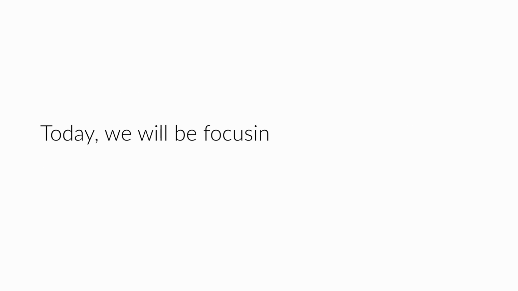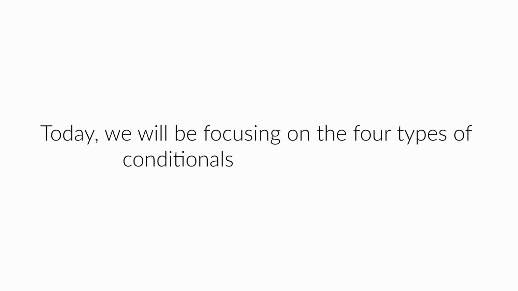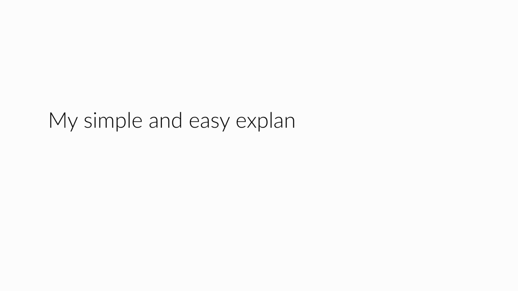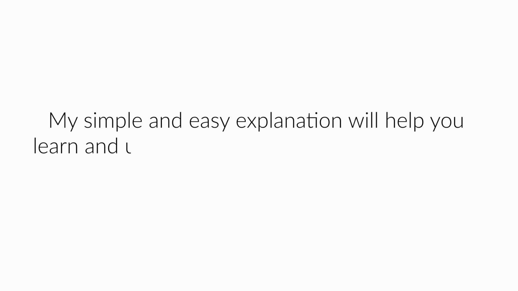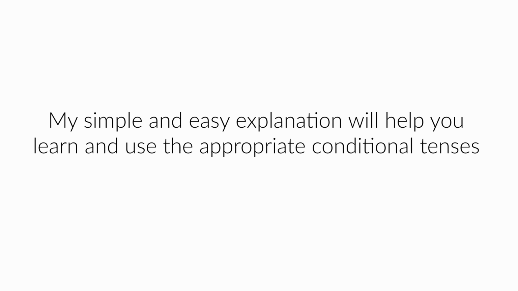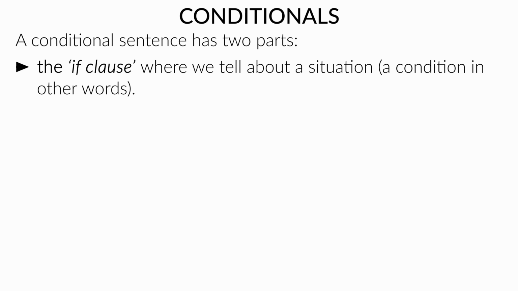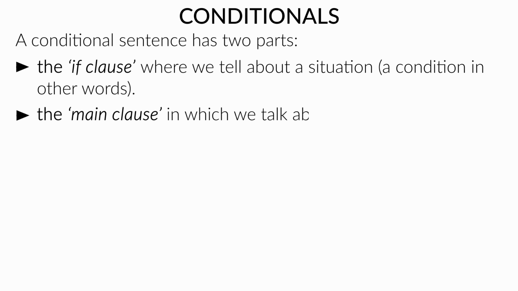Today, we will be focusing on the 4 types of conditionals and mixed ones. My simple and easy explanation will help you learn and use the appropriate conditional tenses in any situation. Well, a conditional sentence has 2 parts. The if clause, where we tell about the situation, a condition in other words, and the main clause, in which we talk about the result or action.